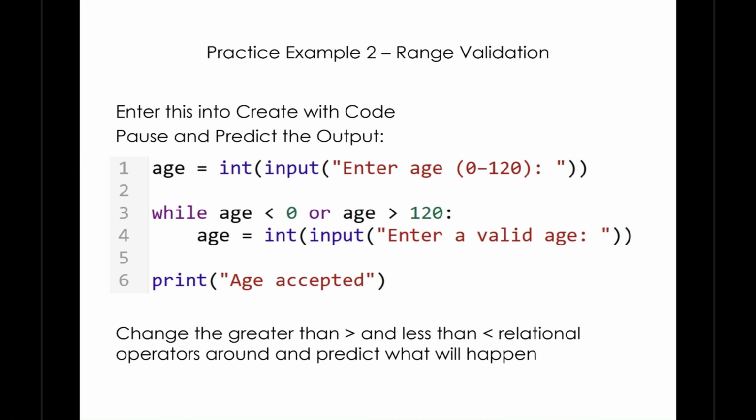Once this is completed and you enter a value between these two values, on line number 6 it prints age accepted. When you're on Create with Code, change the greater than symbol to a less than symbol and see what happens. Let's have a look at practice example number 3. Don't move on until you've entered this into Create with Code and run it.